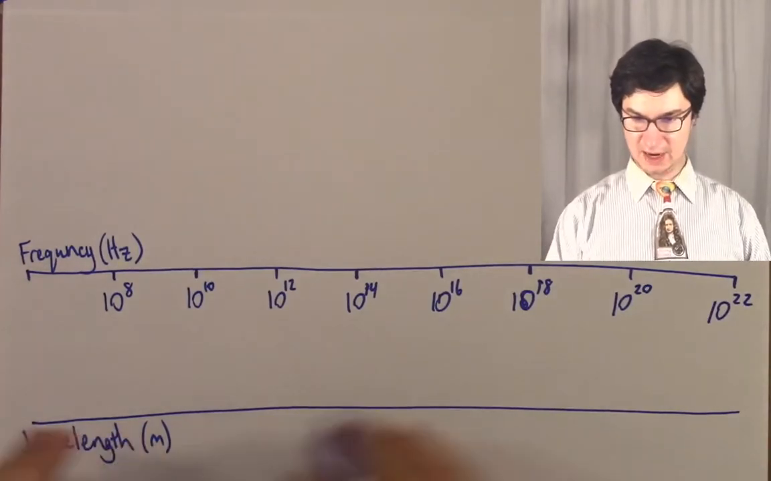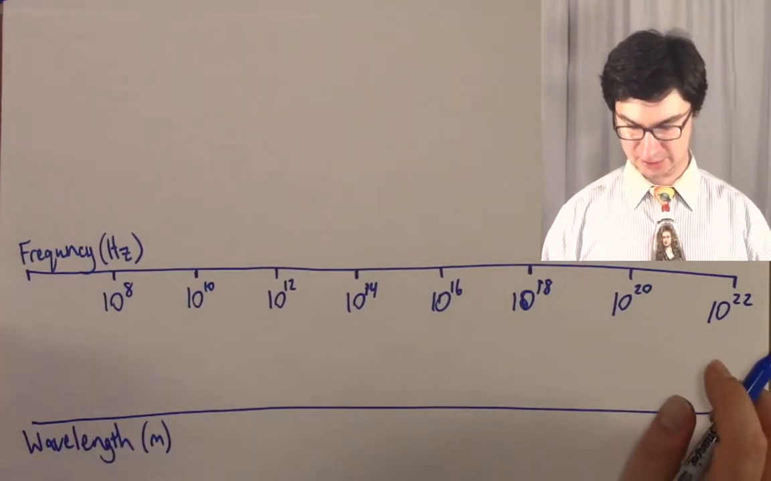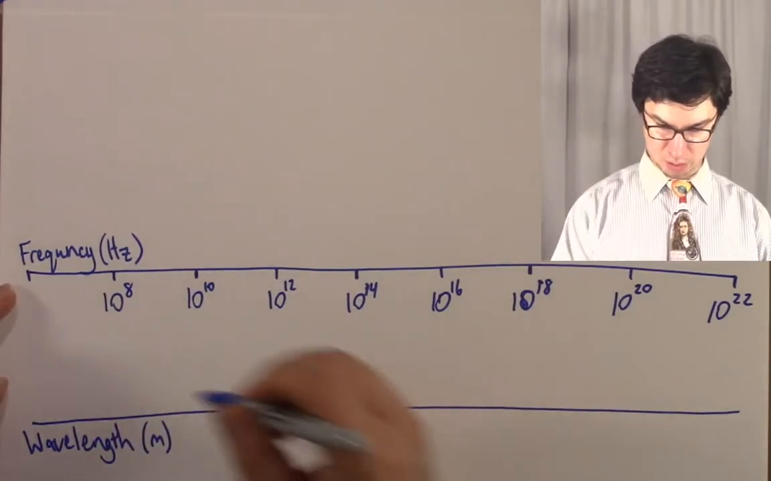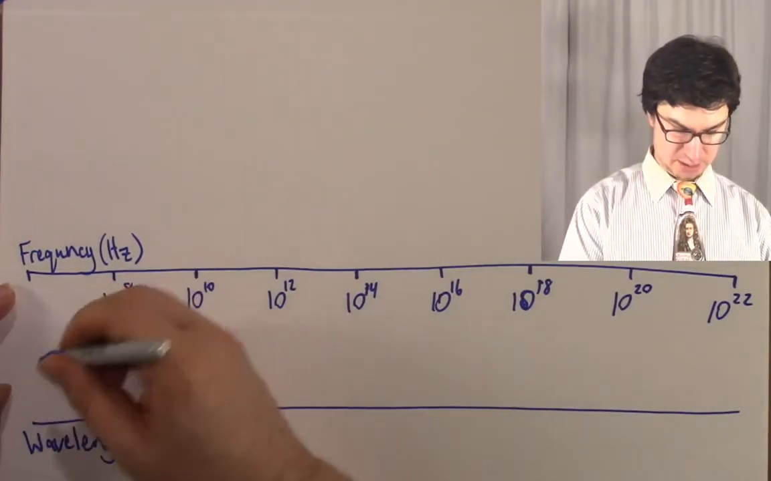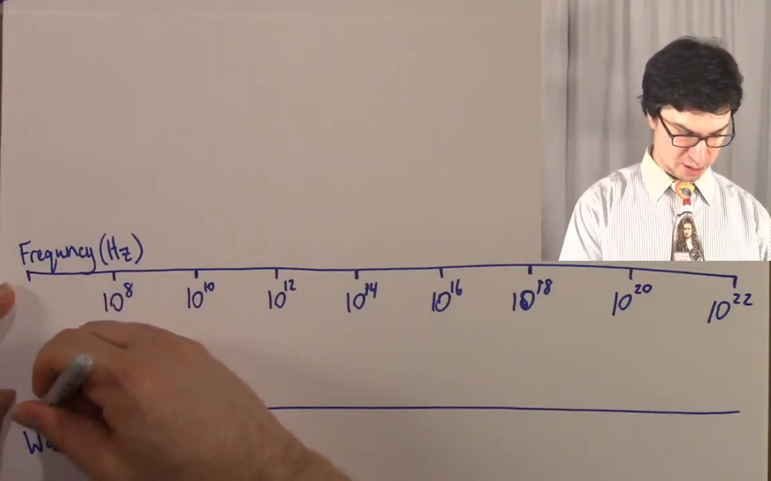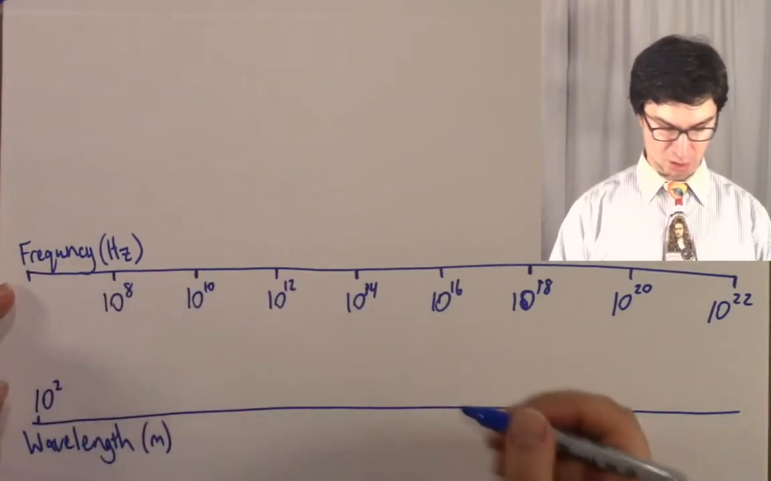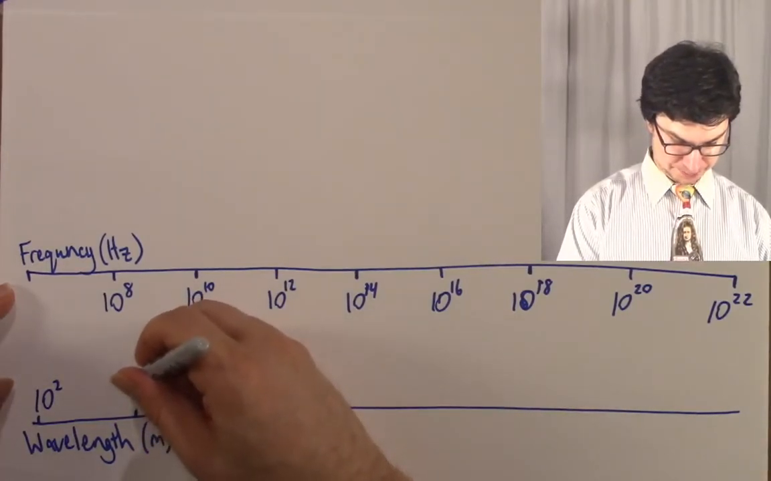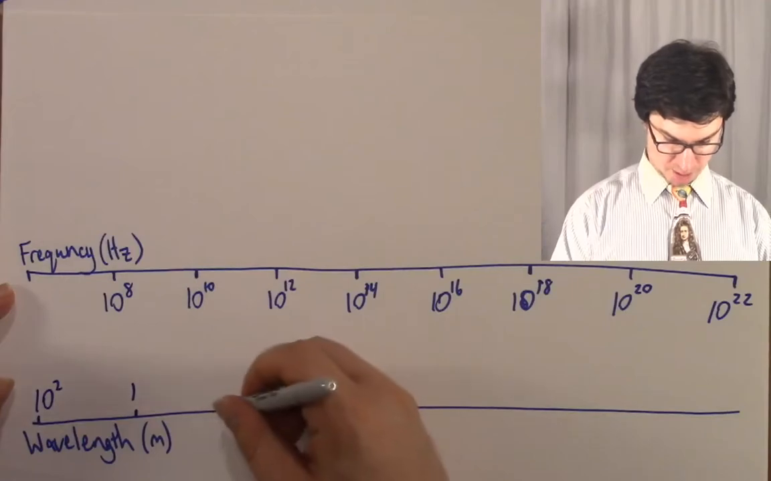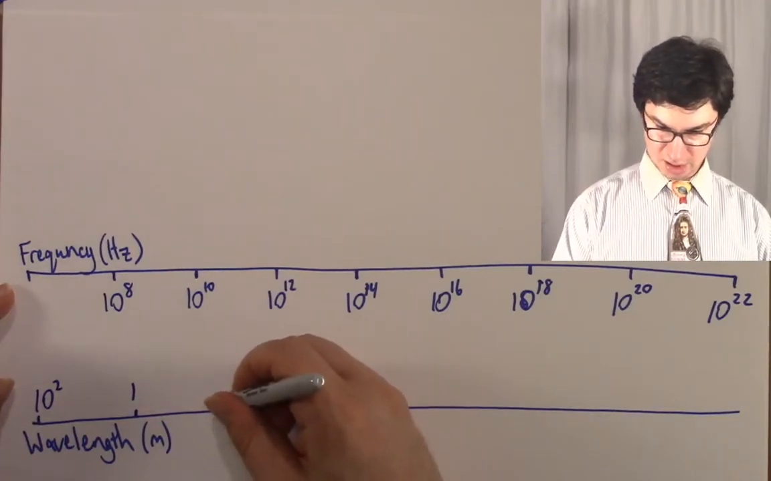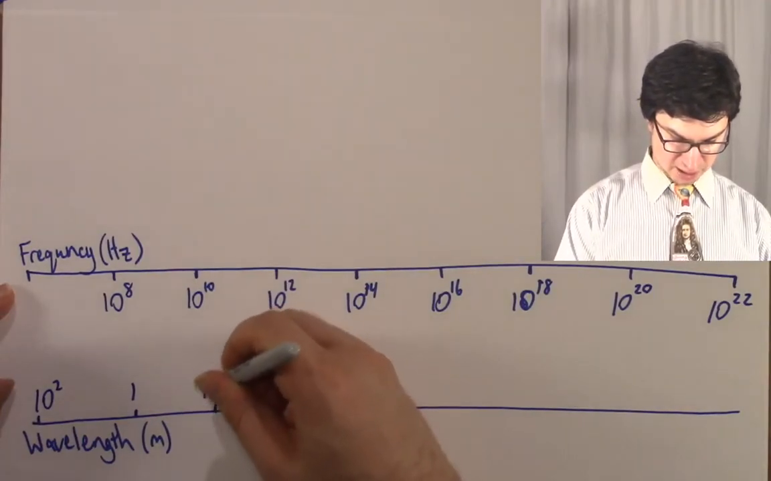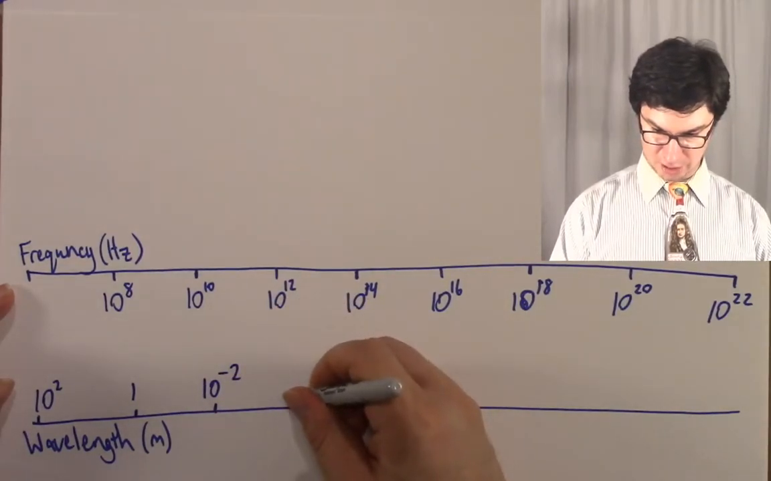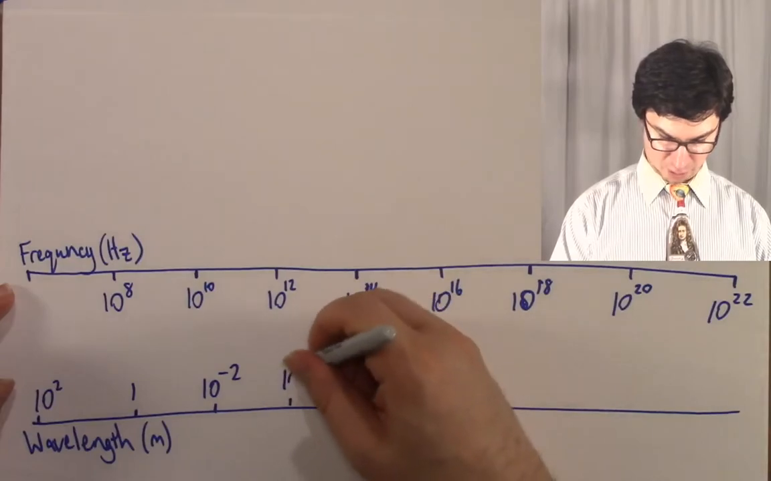All right, and then on the lower axis for wavelength, we're going to start out at about 10 to the second meters. So right around here, this is going to be 10 to the second, so about 100 meters. And then right around here is going to be 1 meter. And then right around here is going to be 10 to the negative second meter, so that's about a centimeter. And then right around here, we're going to have 10 to the negative fourth.